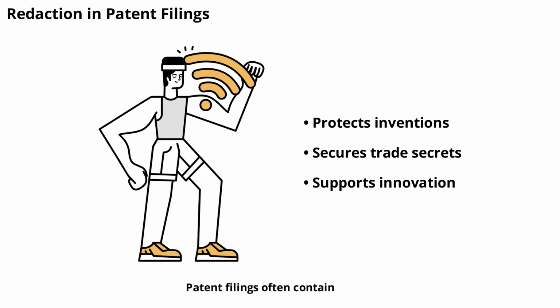Patent filings often contain technical details and proprietary information. Before these documents are published, sensitive sections may be redacted to protect trade secrets or pending inventions. This allows inventors to secure their rights without exposing valuable information to competitors.